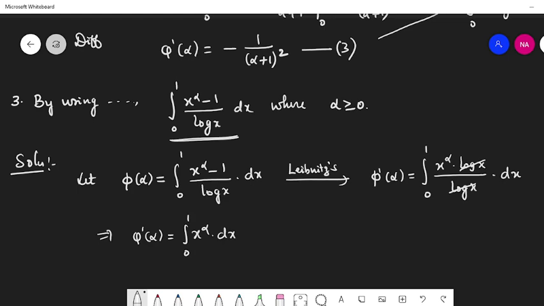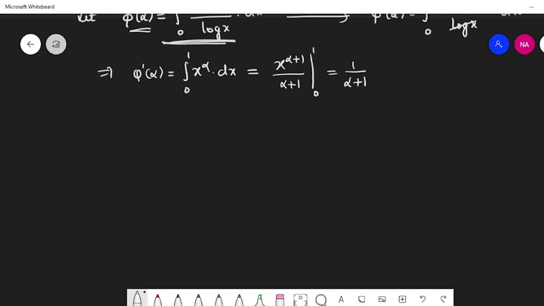But actually I need the value of this integral. This is what? This is phi of alpha. So again I should come back. So find the value of this integral first. Integral 0 to 1 x power alpha dx, the value of that integral is x power alpha plus 1 divided by alpha plus 1, evaluated between 0 and 1. So you get 1 by alpha plus 1. That is phi dash of alpha. So phi dash of alpha is 1 by alpha plus 1. Now integrate, because actually I want phi of alpha only.